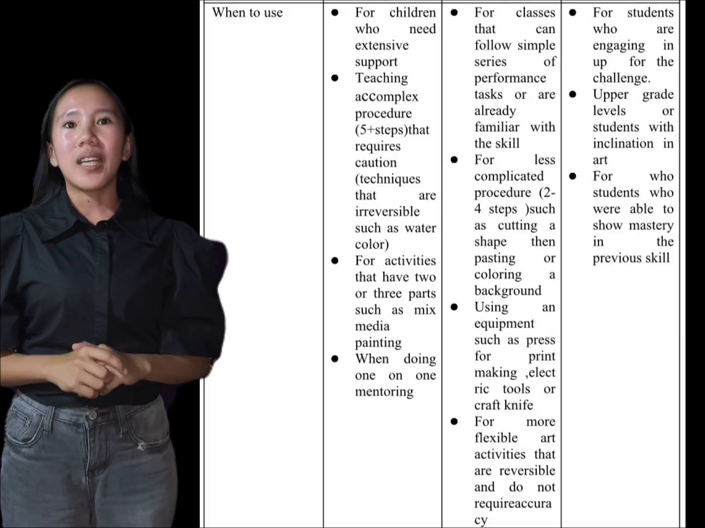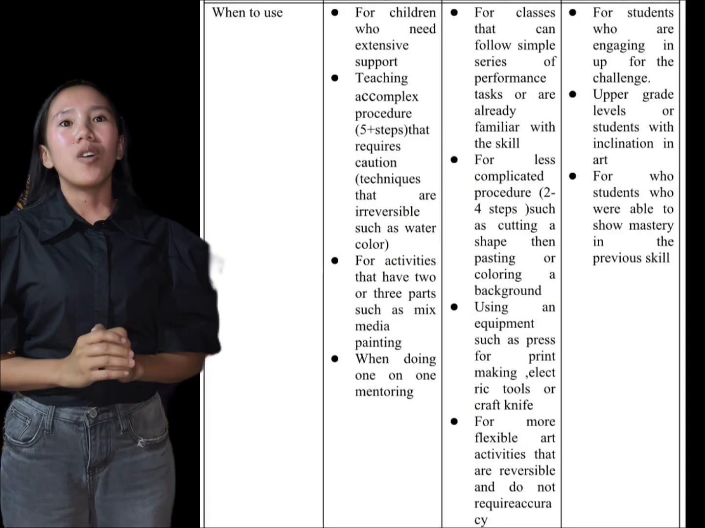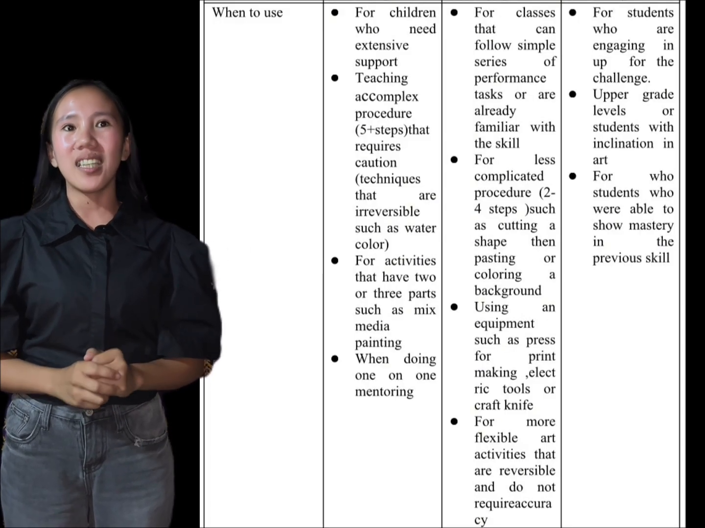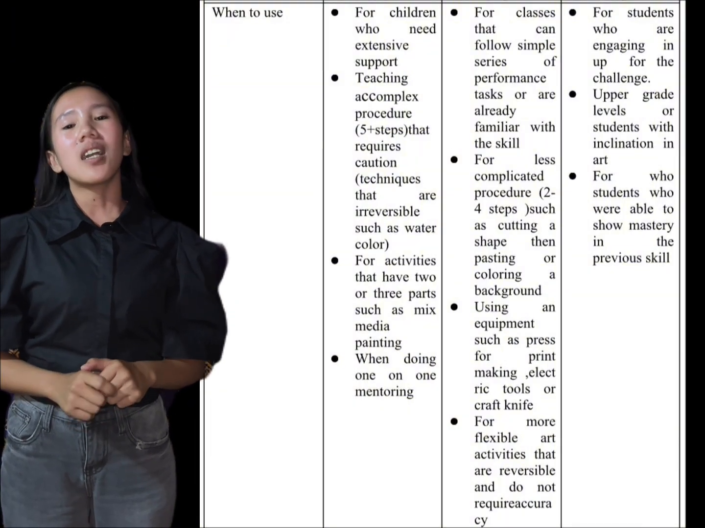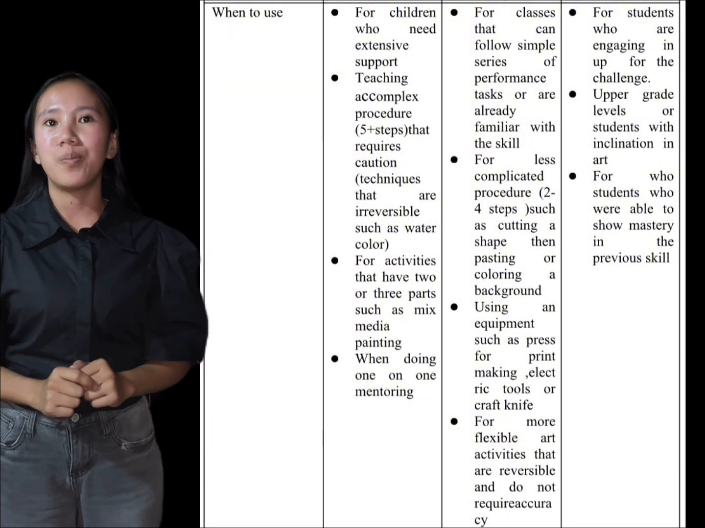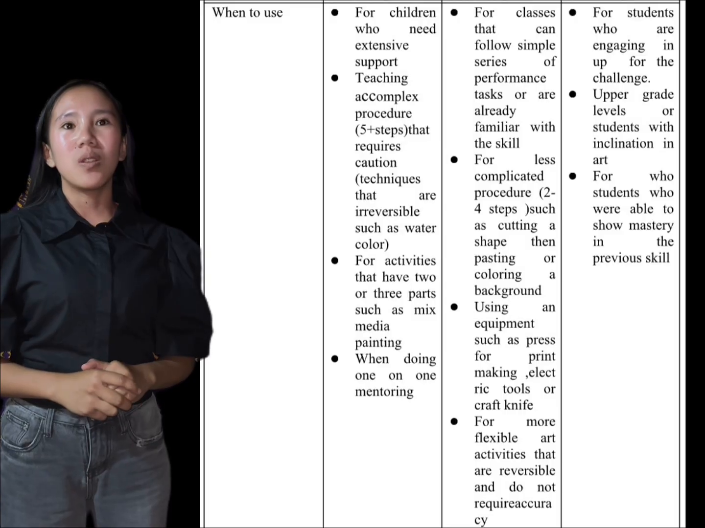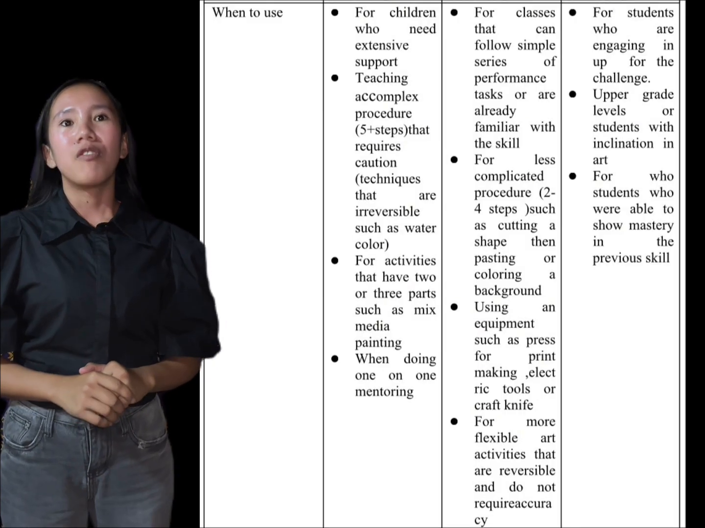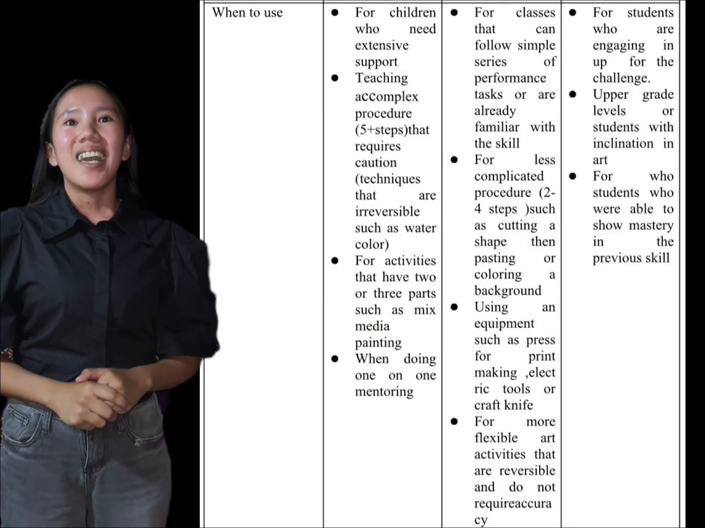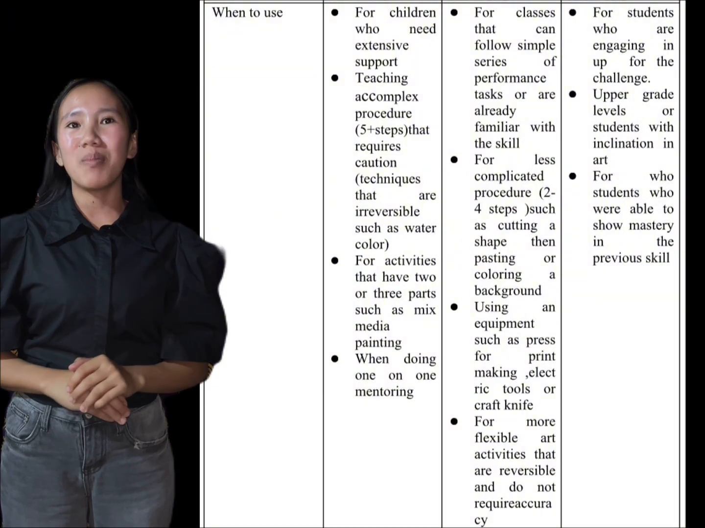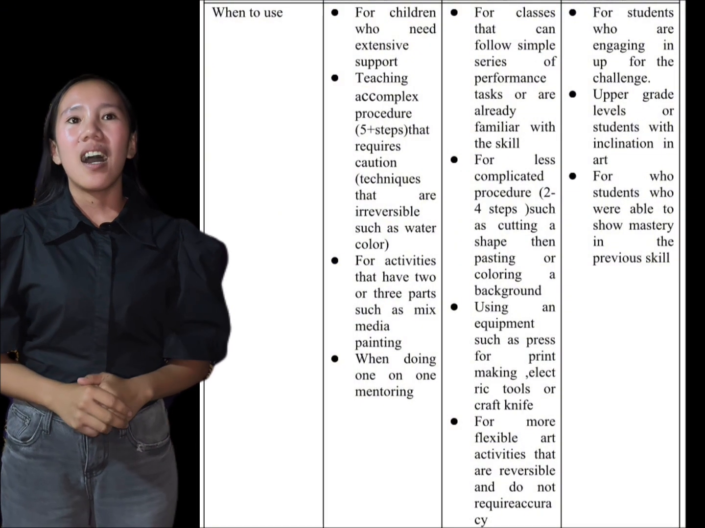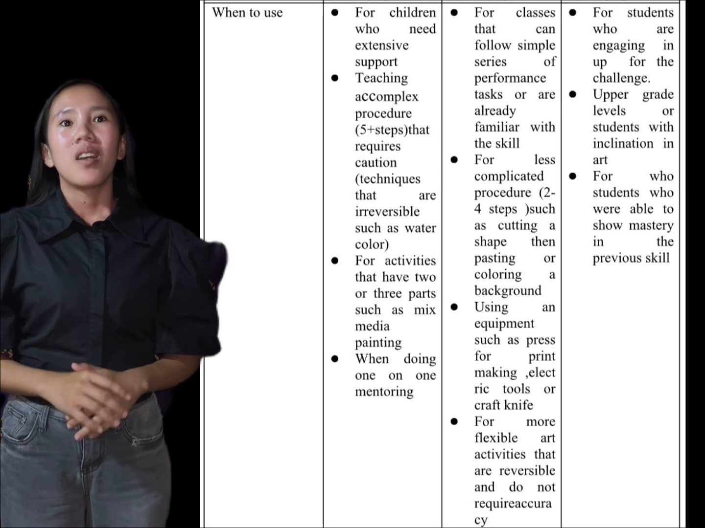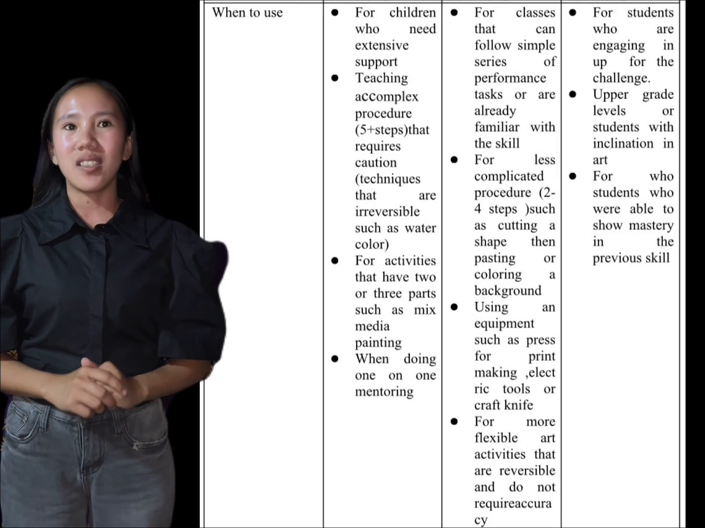For less complicated procedures, 2 to 4 steps such as cutting a shape, then pasting or coloring a background. Using equipment such as a press or printmaking, electric tools, or a craft knife. For more flexible art, activities that are reversible and do not require accuracy. Last, artistic creative process or inquiry-based exploratory learning.